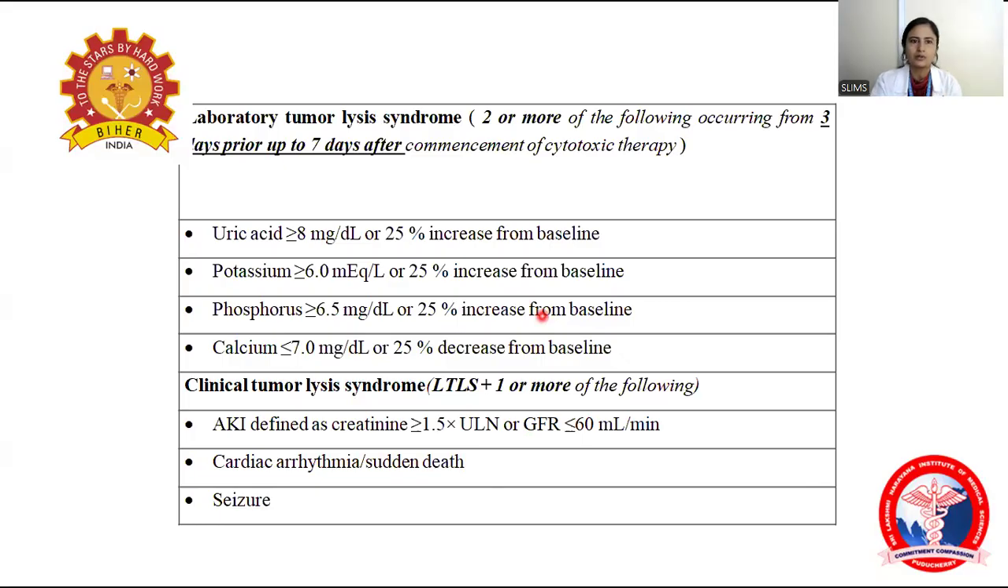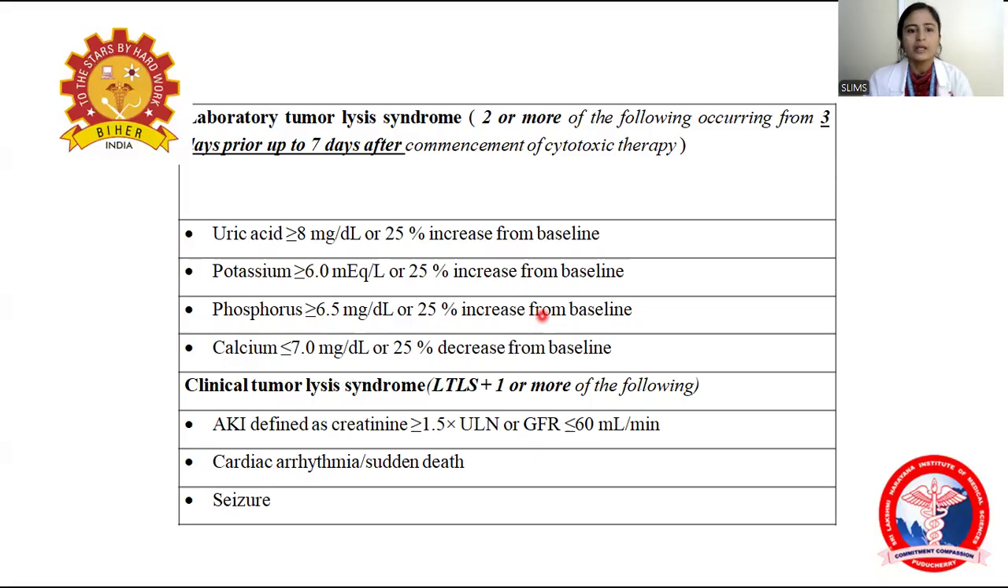These are the criteria of tumor lysis syndrome. We will divide tumor lysis syndrome into laboratory tumor lysis syndrome and clinical tumor lysis syndrome. Coming to laboratory tumor lysis syndrome, if they have 2 or more of the following occurring from either 3 days prior to or up to 7 days after the commencement of cytotoxic therapy: uric acid more than 8 milligram per deciliter, or potassium more than or equal to 6 milliequivalent per liter, or phosphorus more than or equal to 6.5 milligram per deciliter, or a 25% increase from the baseline. Plus, calcium less than or equal to 7 milligram per deciliter, or a 25% decrease from the baseline.